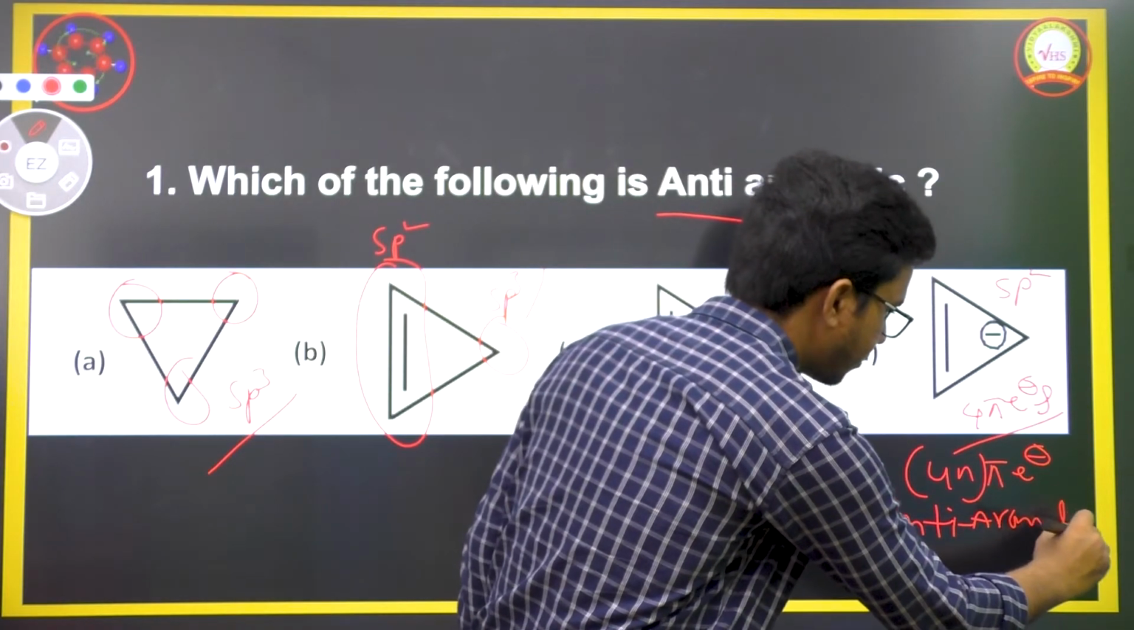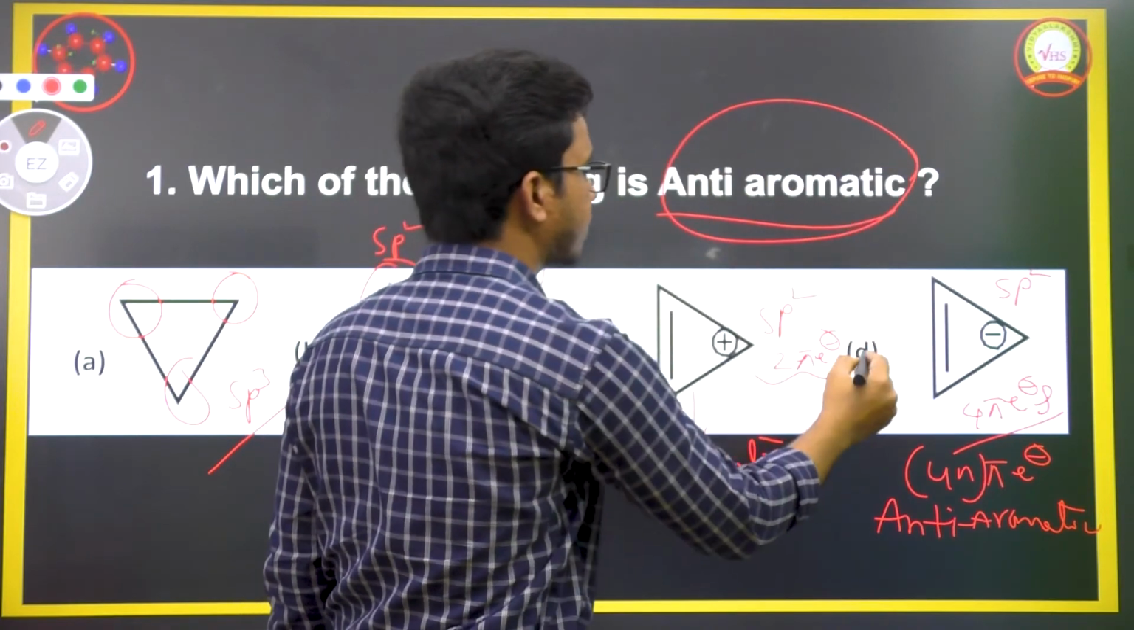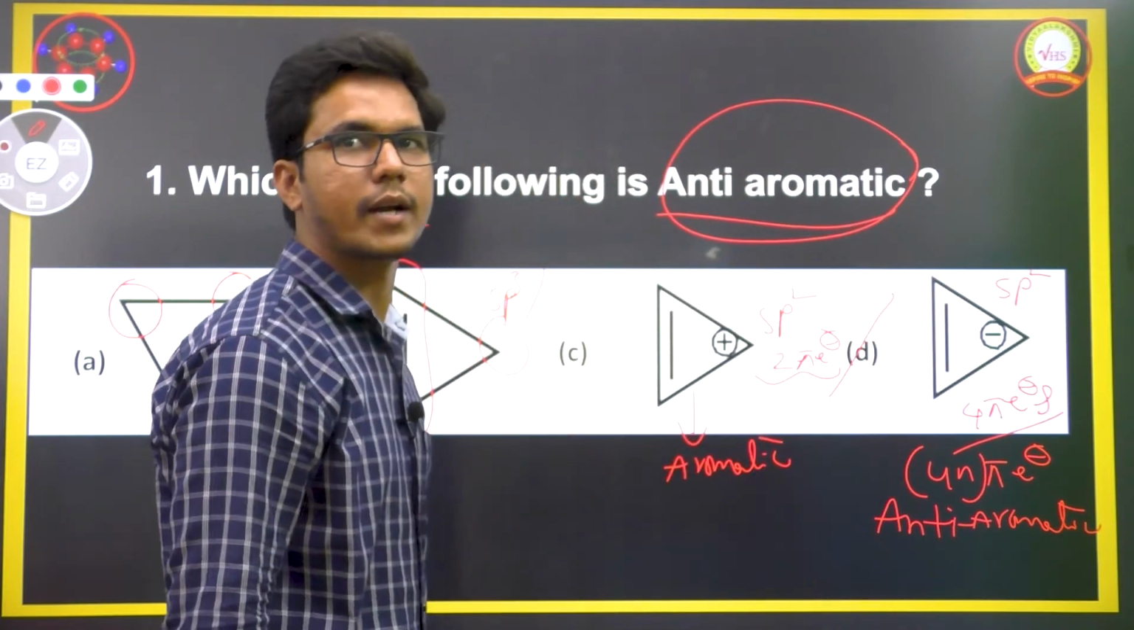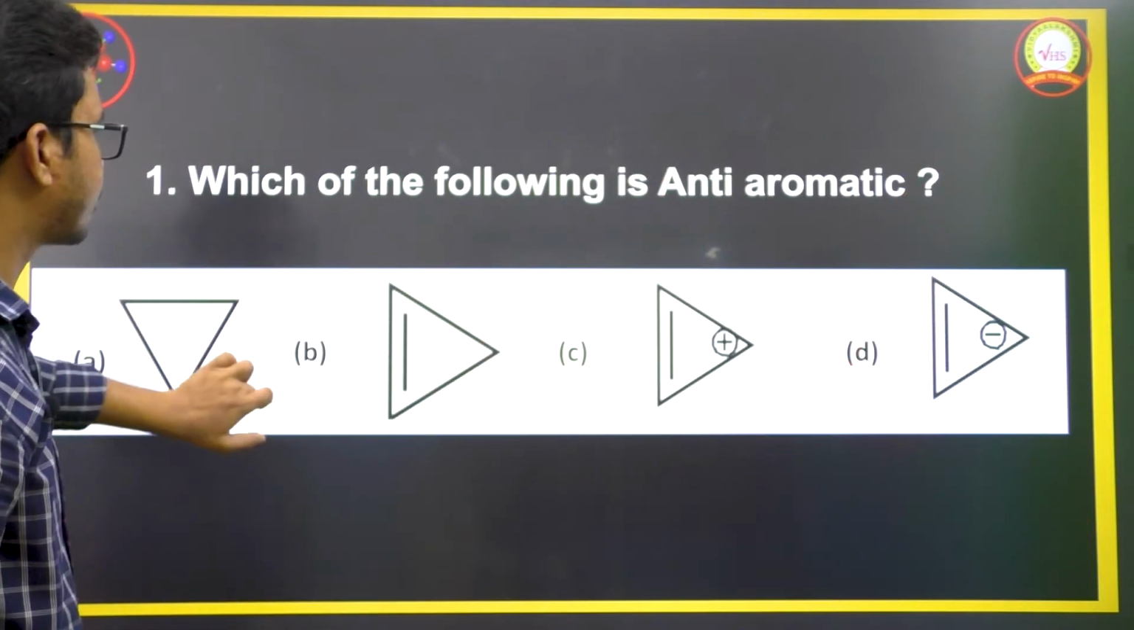Anti-aromatic. Okay, that's what. What is the question here? We have to identify the anti-aromatic. That's what the fourth one is, the anti-aromatic compound. Okay. Now let us see another question.